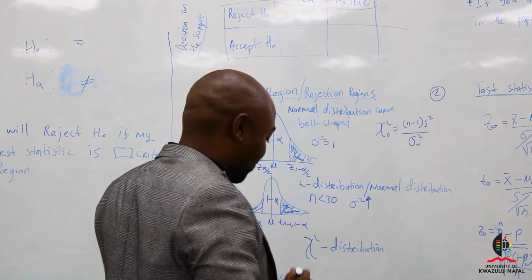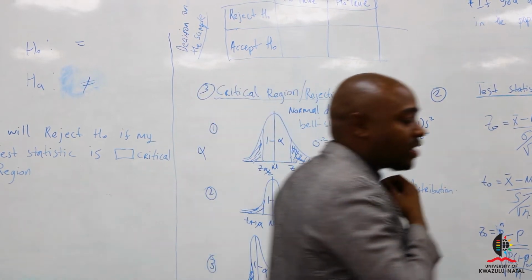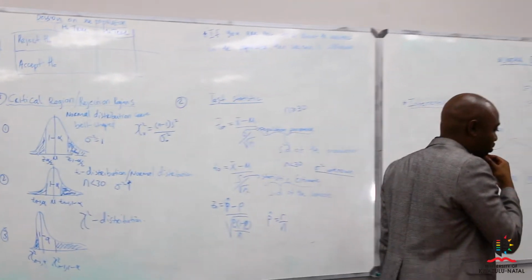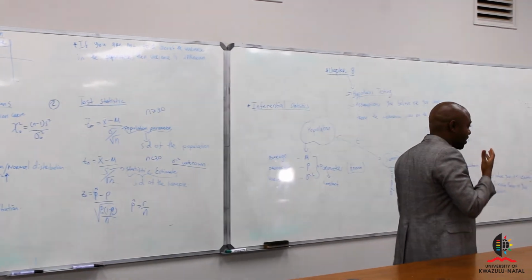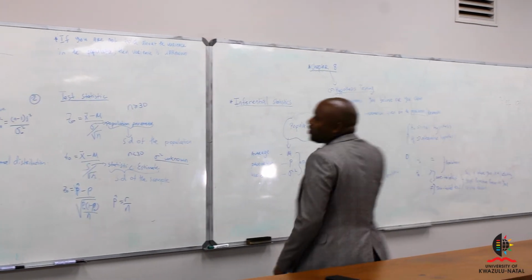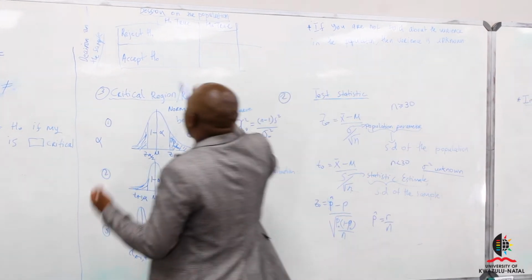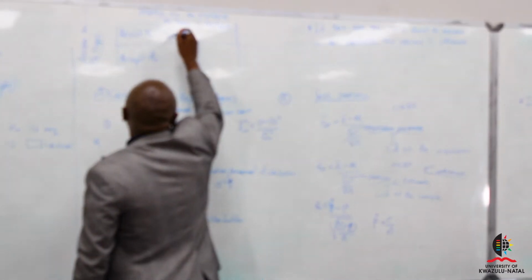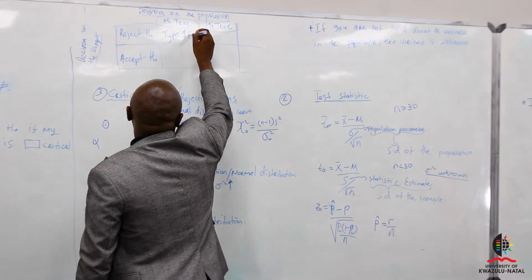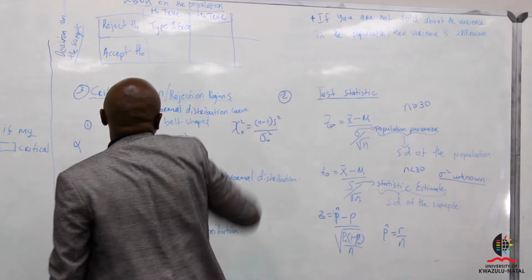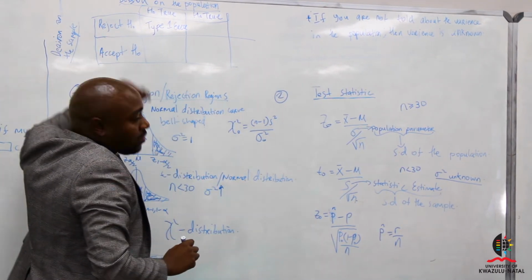Okay, so when is type 1 error? Type 1 error is when you reject H naught, but H naught is true, right? So it's when you reject H naught, but H naught is true. Type 1 error. Right?